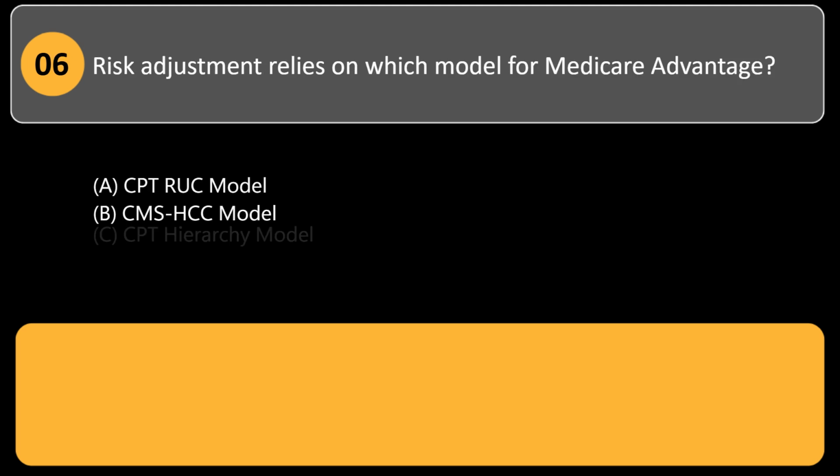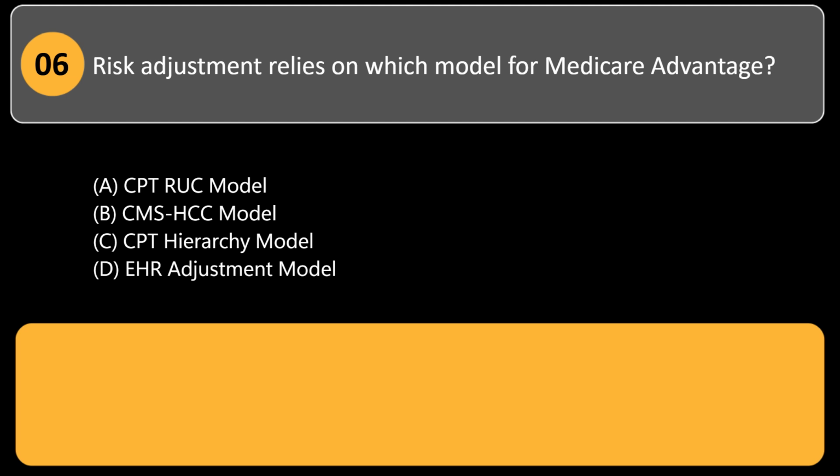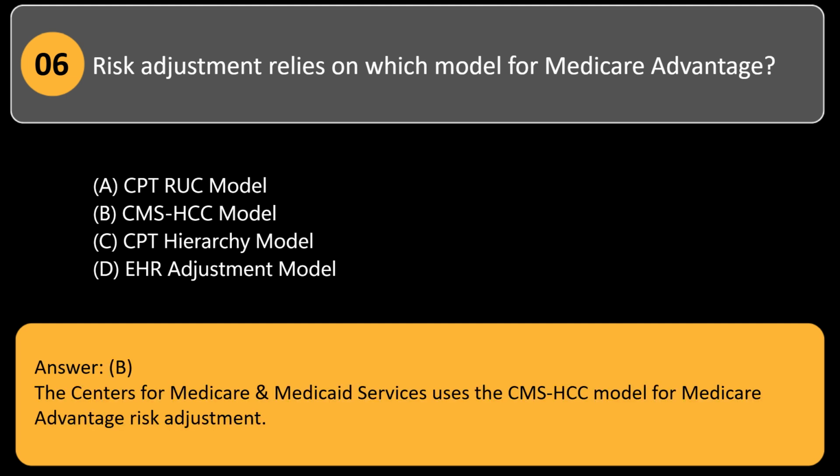Risk adjustment relies on which model for Medicare Advantage? A. CPT-RUC model. B. CMS-HCC model. C. CPT hierarchy model. D. EHR adjustment model. Answer B. The Centers for Medicare and Medicaid Services uses the CMS-HCC model for Medicare Advantage risk adjustment.